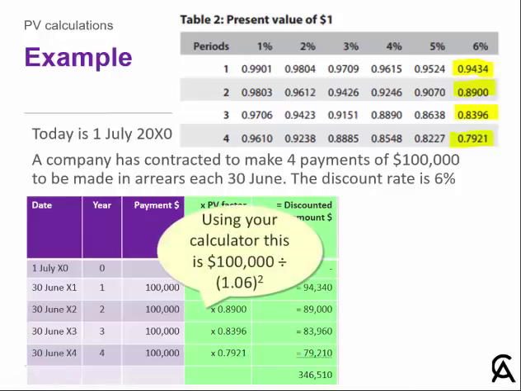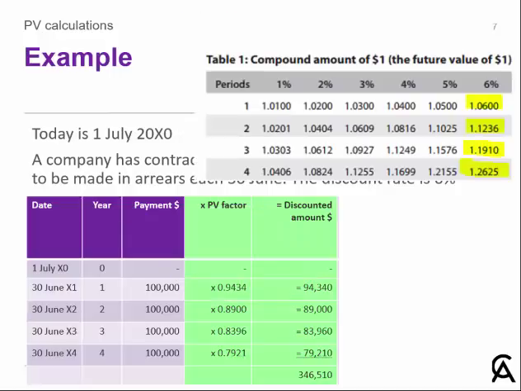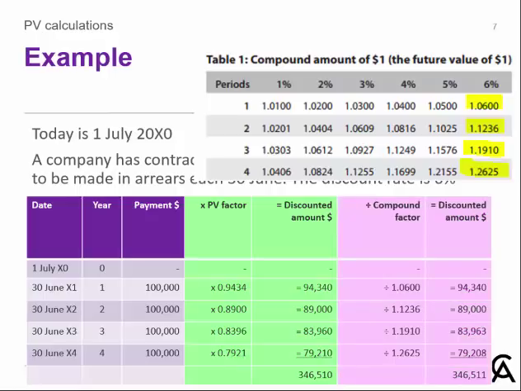Alternatively, I can apply the compound factors. Now you can see there, if you wanted to use your calculator, you'd be taking 100,000 divided by 1.06 squared. If you want to use a calculator, go for it. Now I'm going to look and say, okay, what if I applied those compound amount factors instead? So I'll rework it in this pink part of the table here. Remember, with the compound factors, we divide. So you can see I'm dividing by those factors from that table, and my answer there is 346,511.